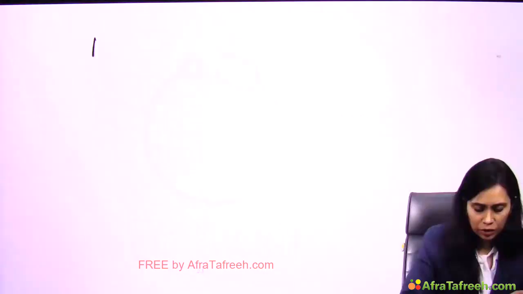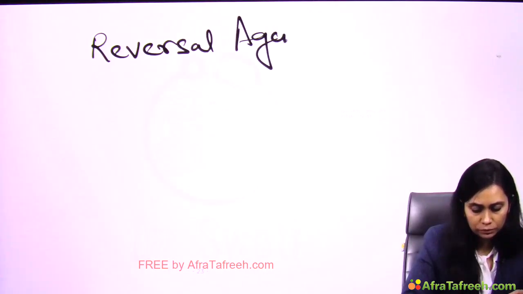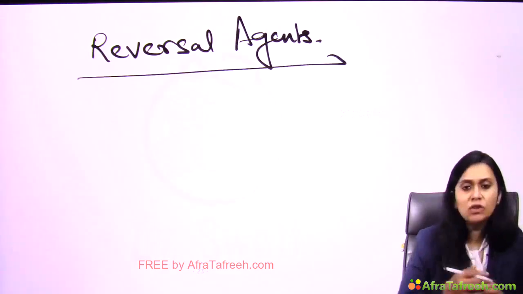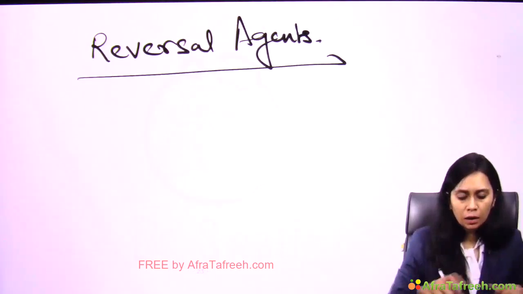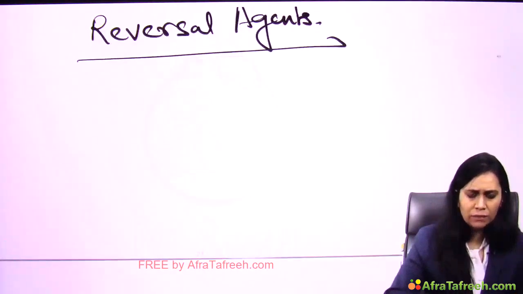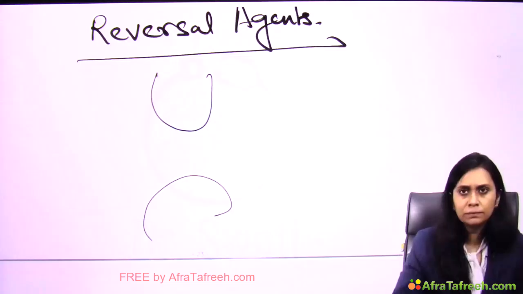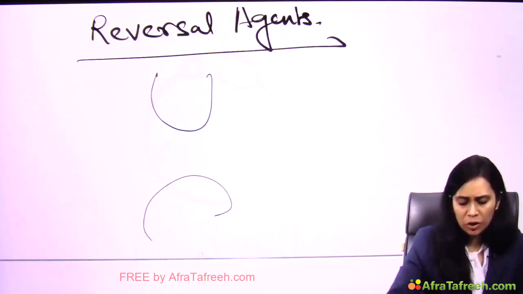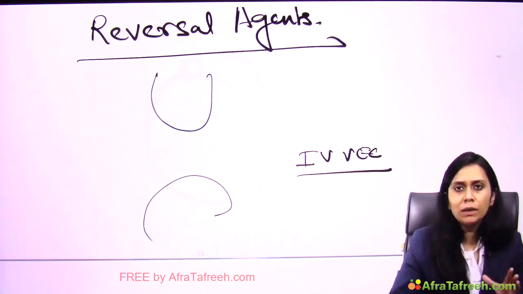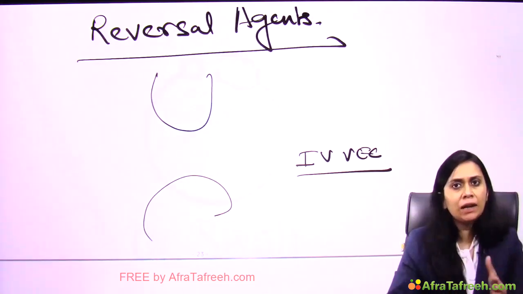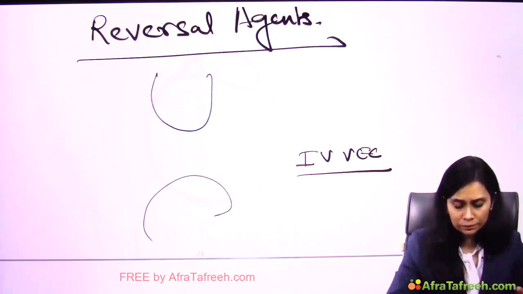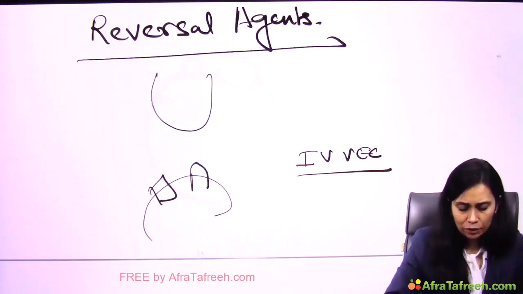Reversal agent. Let us talk about reversal agents. Guys, just a few things you have to write. First, understand properly. This is your nerve, this is your muscle. Now, let us say I have given my patient IV vecuronium. What is vecuronium? Vecuronium is a non-depolarizing aminosteroid intermediate acting neuromuscular blocker. That's a description. So what I did, I gave vecuronium.